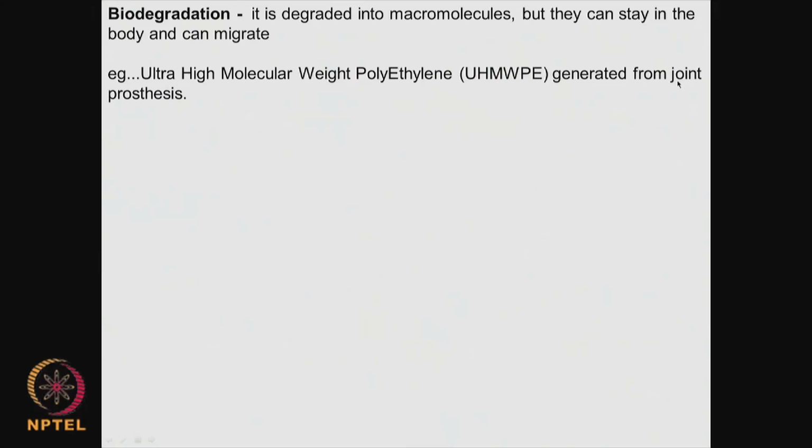So, from maybe about 60,000 like I said, it may come down to 10,000 or 5,000, macromolecules of different molecular weights. For example, ultra high molecular weight polyethylene is used quite a lot in joint prosthesis. Suppose there is a joint replacement, they use metal, and metal on metal interaction is not very good because it rubs and it leads to release of fine metal. So, they use ultra high molecular weight polyethylene which acts as a sort of lubricant. Even that gets degraded into smaller molecular weight, that is called biodegradation.